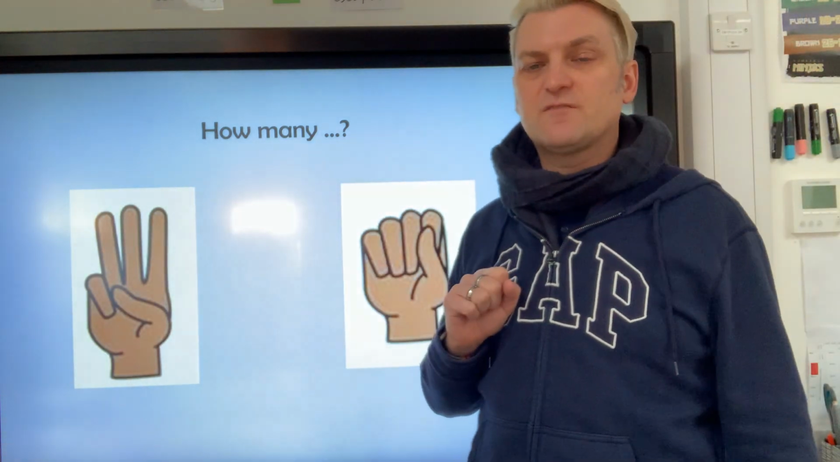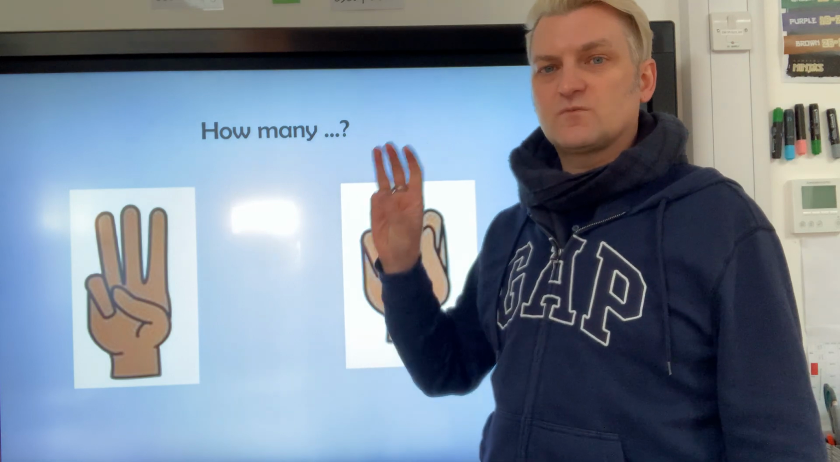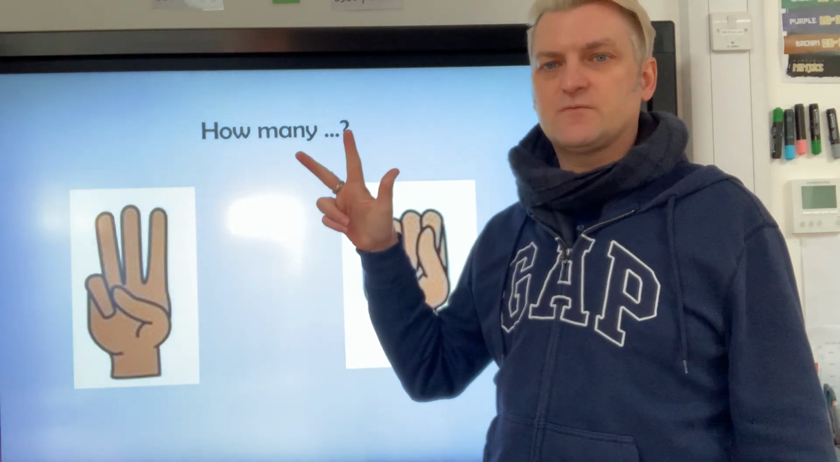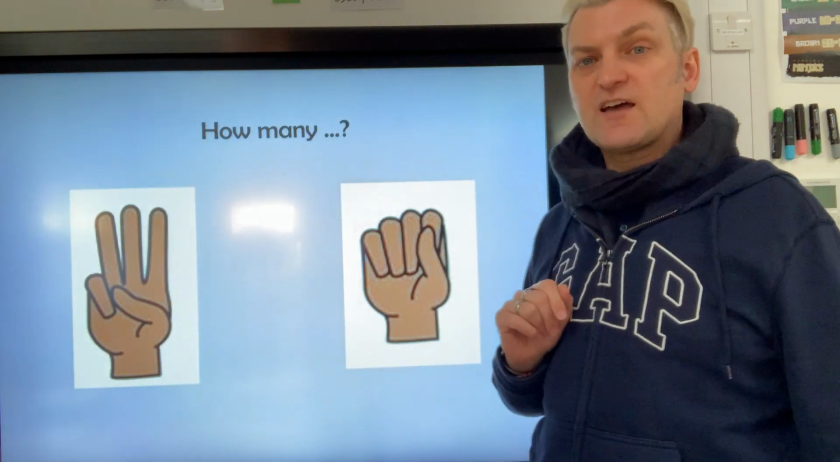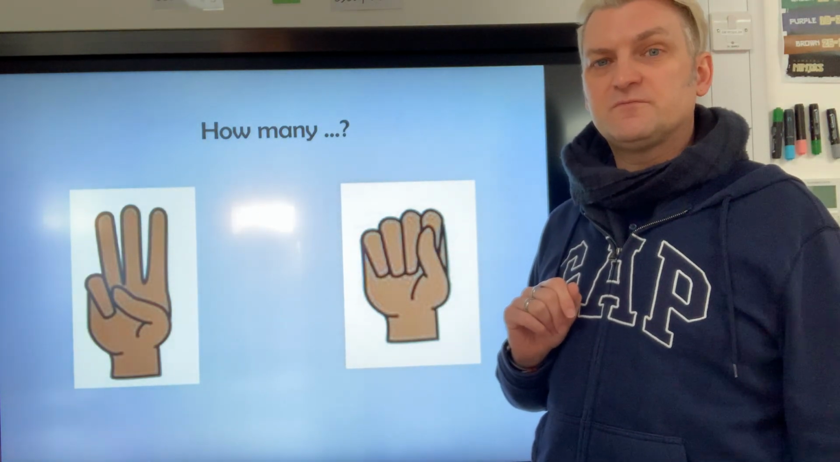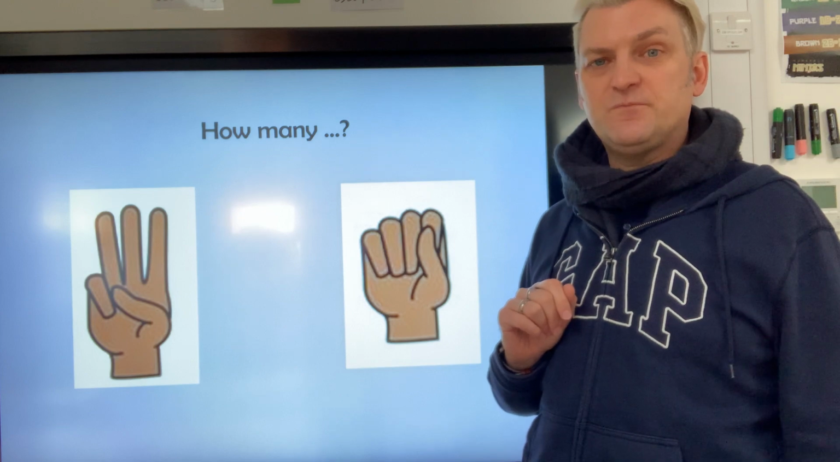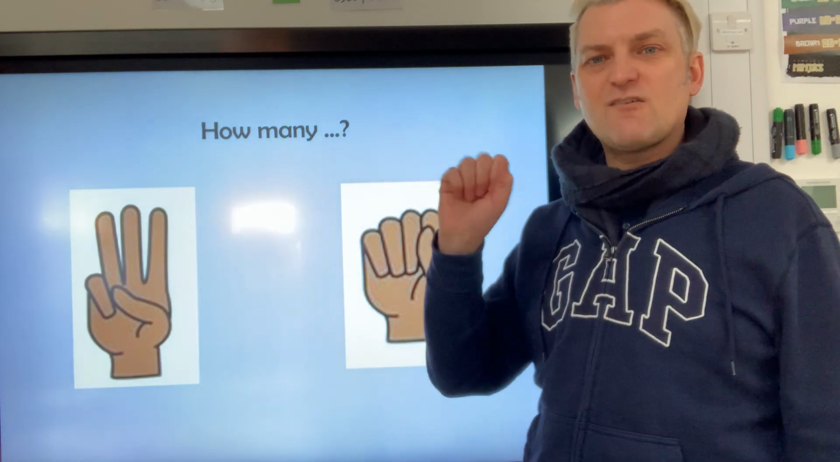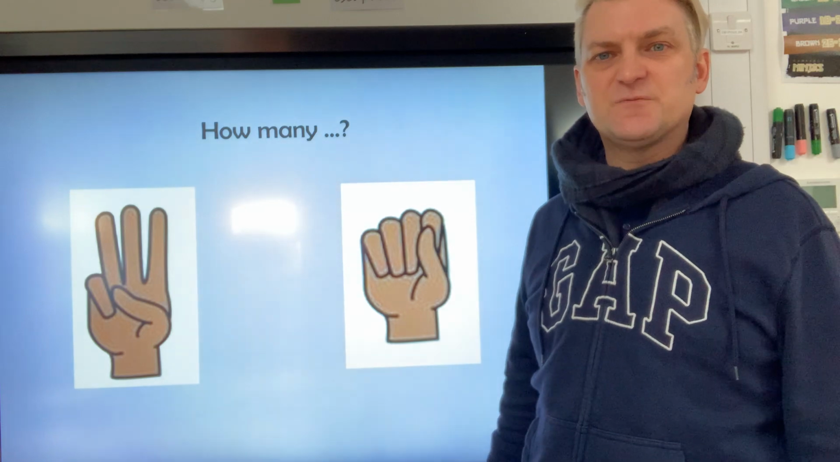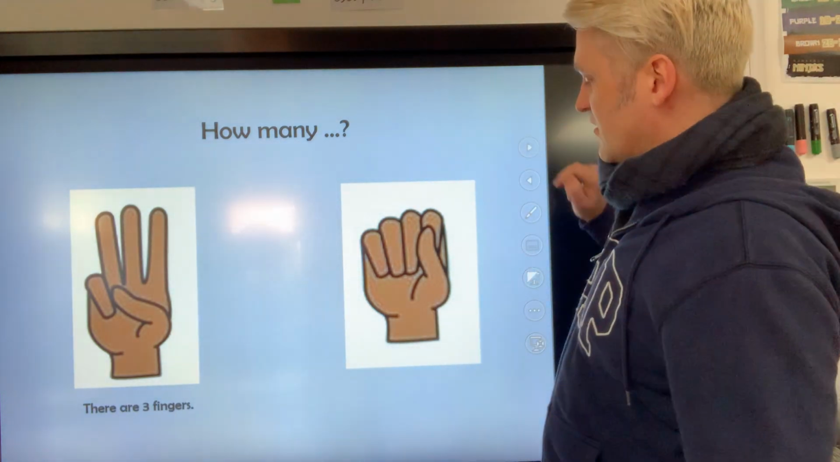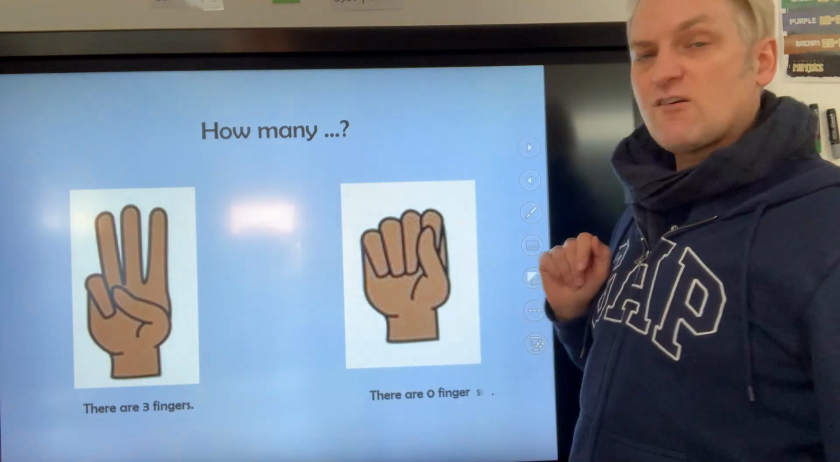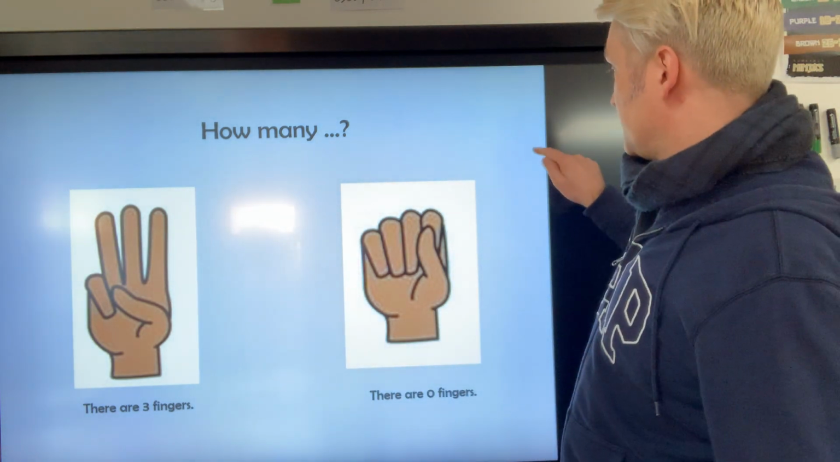Have a look at this hand. How many are there? You could do that as well. I do it like this. There are three fingers. Can you say that? There are three fingers. And on this hand, tell a grown-up if they're there. There are zero fingers. Let's check. There are three fingers and there are zero fingers.